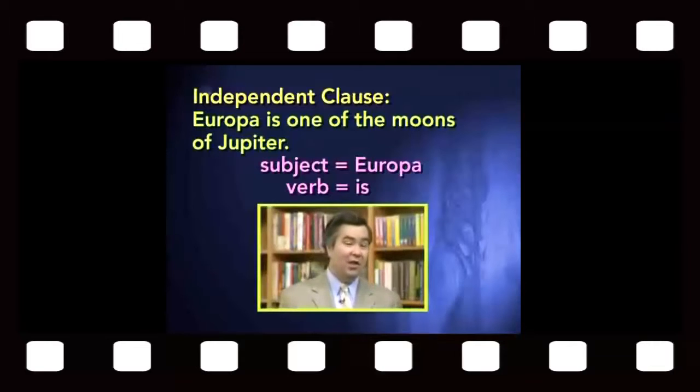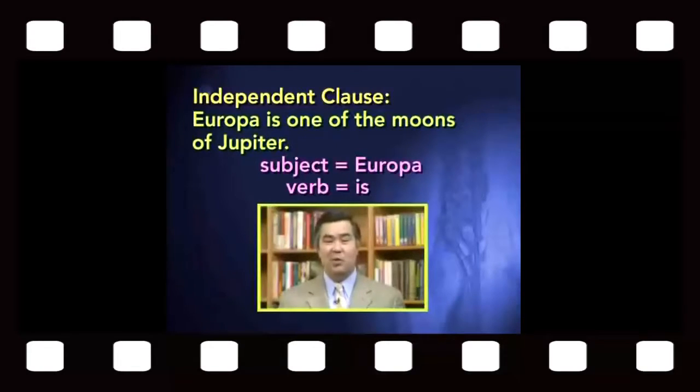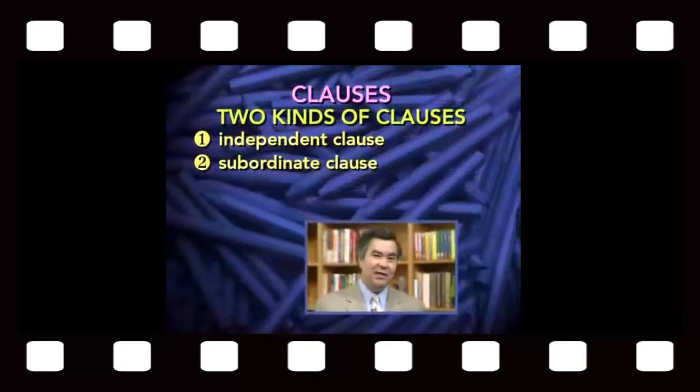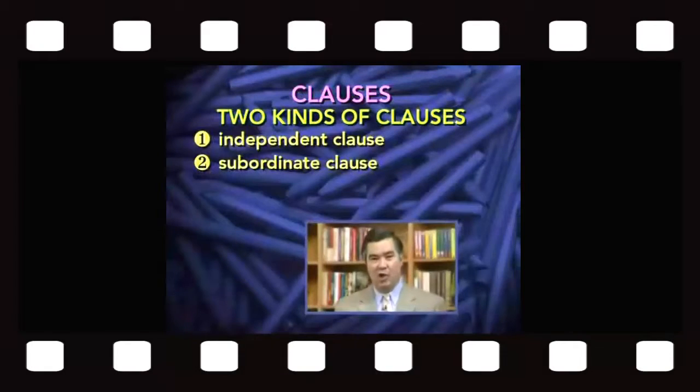So this is a clause because it contains both a subject and a verb. It's also a sentence because this happens to be an independent clause. A clause that is able to stand alone as a sentence because it expresses a complete thought. Well, if an independent clause can stand alone as a sentence, what do you call a clause that cannot stand alone as a sentence? The answer is a subordinate clause.